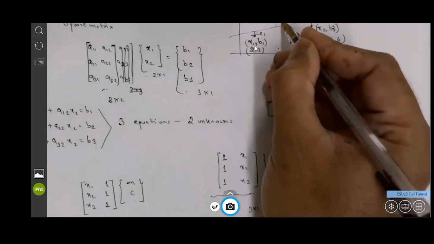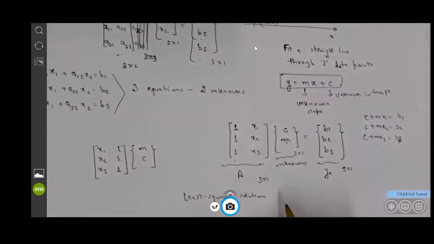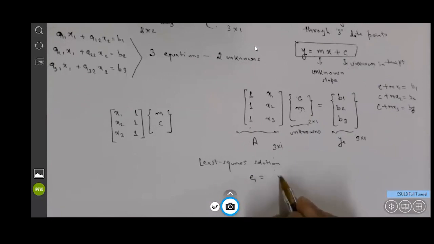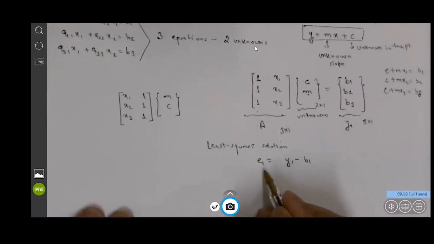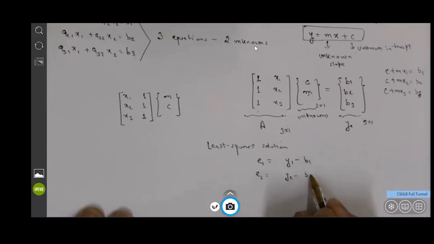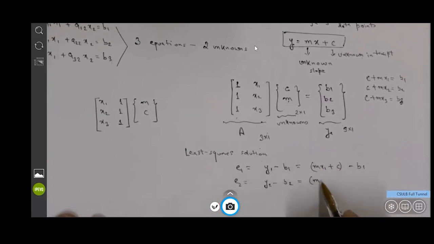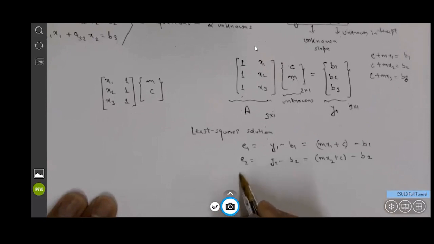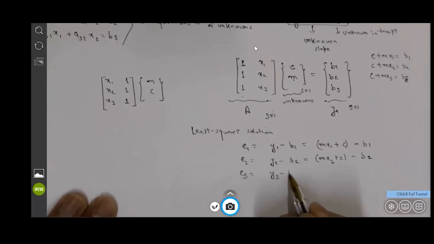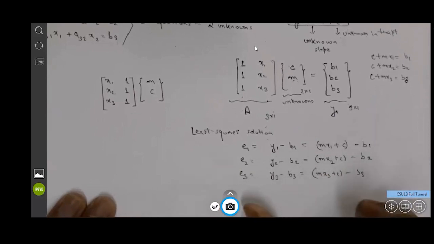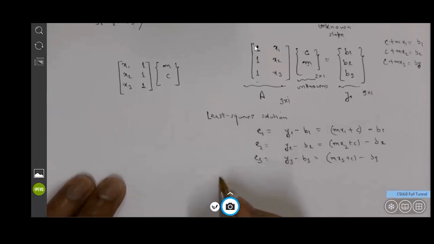So let's say this is error E1, this is E2, E3. So the error E1 is Y1 minus B1. E2 is Y2 minus B2. What is Y1? Y1 is M times X1 plus C. That is Y1 minus B1. What is Y2? Y2 is given by your straight line equation, M times X2 plus C, minus B2. What is error 3? Error 3 is Y3 minus B3. This is M times X3 plus C minus B3. That is your error.